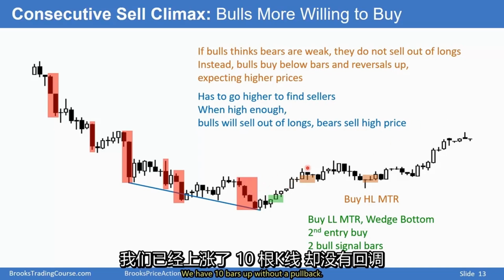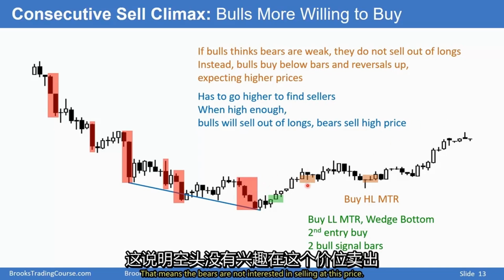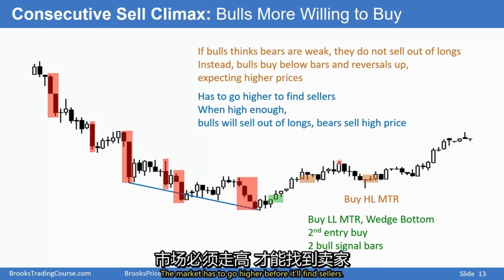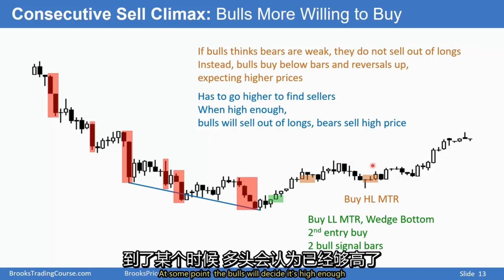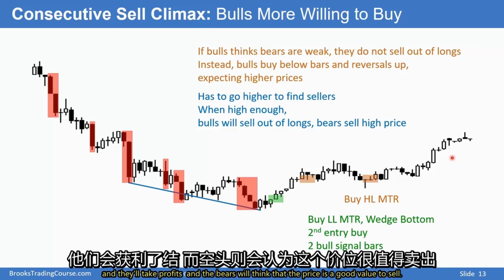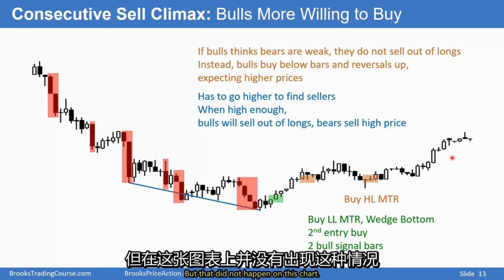We have 10 bars up without a pullback. That means the bears are not interested in selling at this price. The market has to go higher before it'll find sellers. At some point, the bulls will decide it's high enough and they'll take profits, and the bears will think the price is a good value to sell. But that did not happen on this chart.